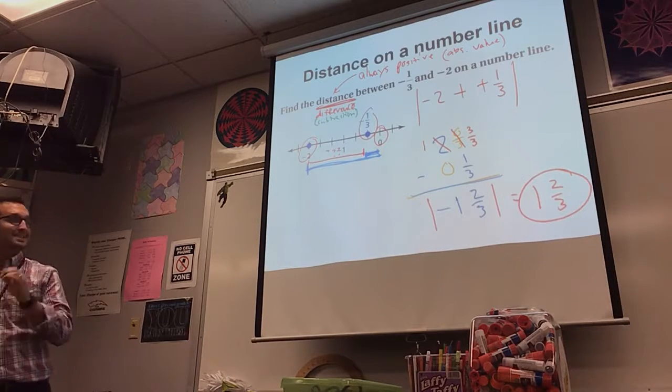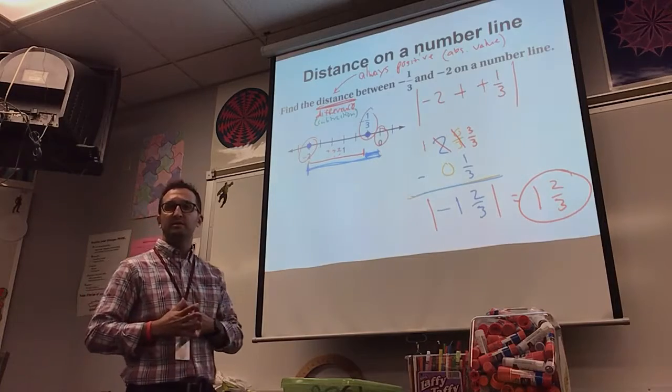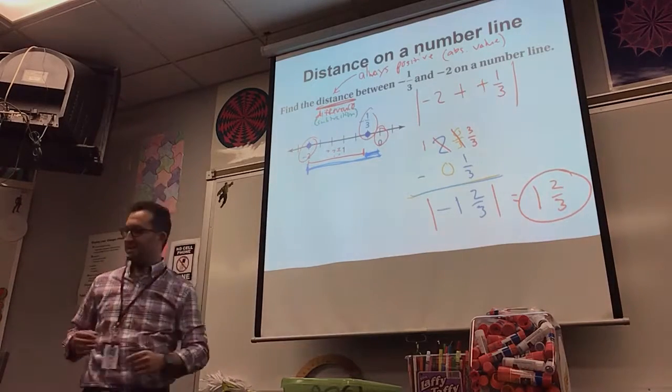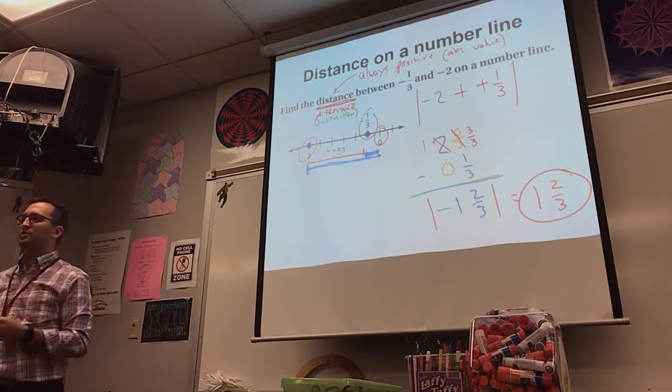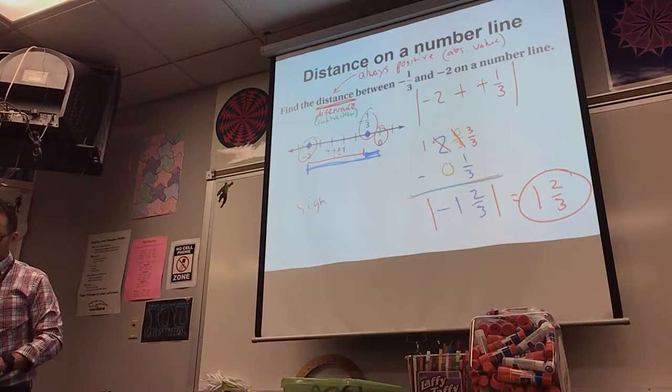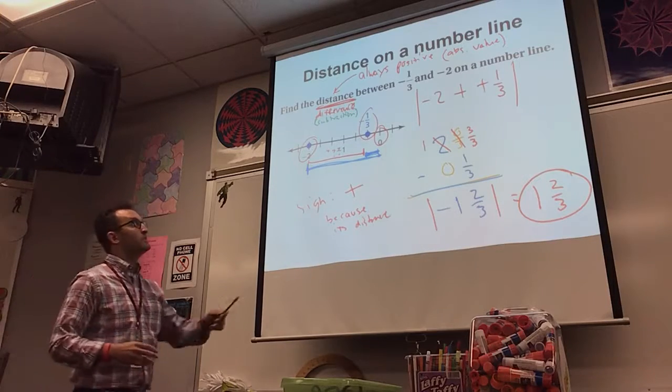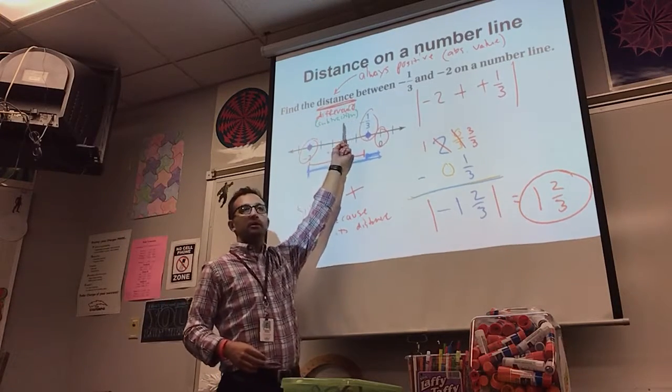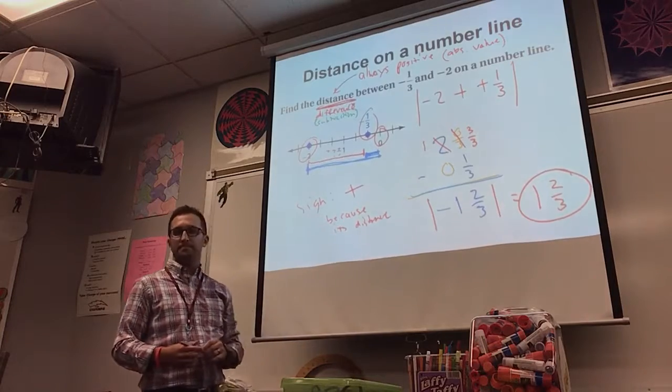So what's the distance? Distance must be positive. So if I see the word distance, I don't technically need to do absolute value. Because remember when we were figuring out signs? It's positive because it's distance. Distance is always going to be subtraction, but the answer is going to be positive.